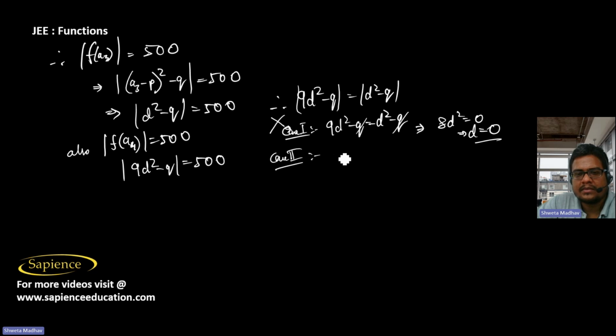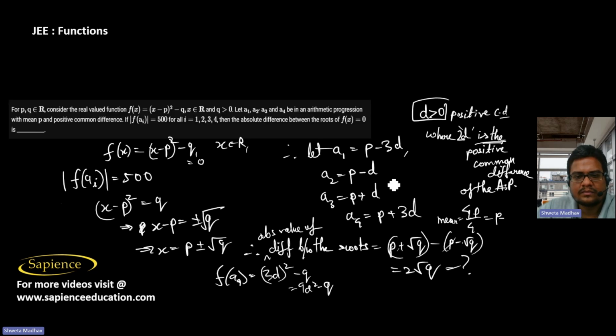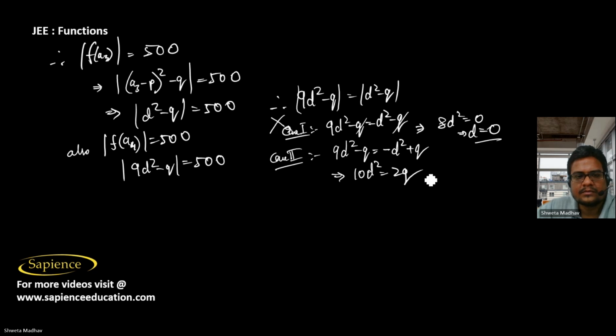Now case 2 we can take. That will be 9d square minus q equal to minus d square plus q. Then we get 10d square equal to 2q. Therefore q is equal to 5d square, or I can say d square is equal to q by 5.